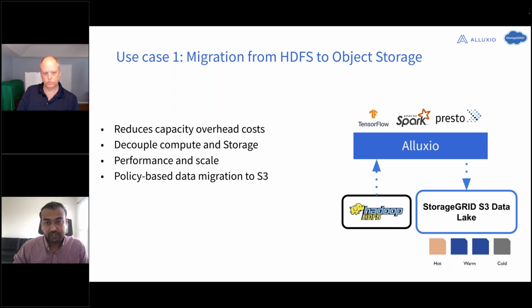One of the popular use cases that we see among our customers is migrating data from HDFS to object storage. They want to move away from HDFS because they want to reduce the capacity or storage overhead costs in HDFS. And as the HDFS cluster grows, it becomes really tedious to manage. Object storage is very easy to manage and is able to scale infinitely, especially for workloads like Spark and Presto.